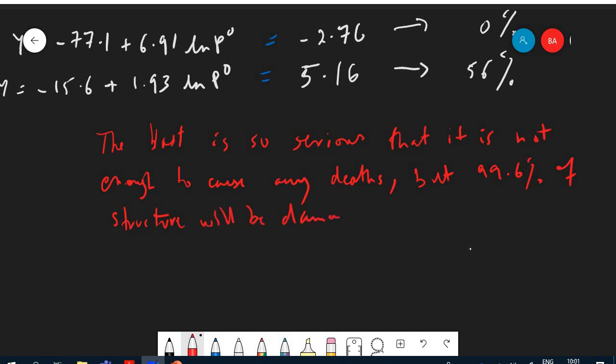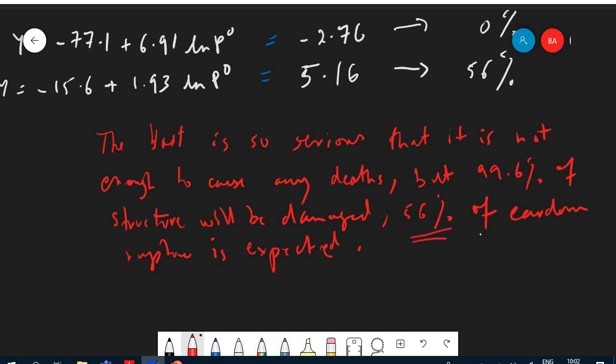And it's not only that. Imagine how many people are going to get an eardrum rupture. We have 56% eardrum rupture expected. Oh my God. So you can see, just by knowing the overall pressure, we can talk about what will happen. If you have 100 people, half of them are going to have a problem with the eardrum.